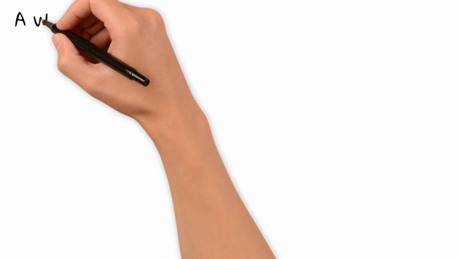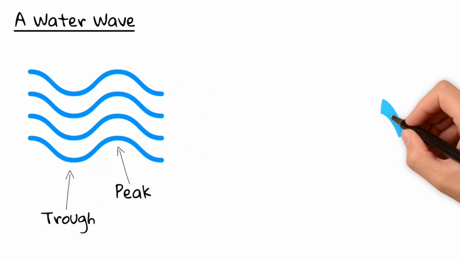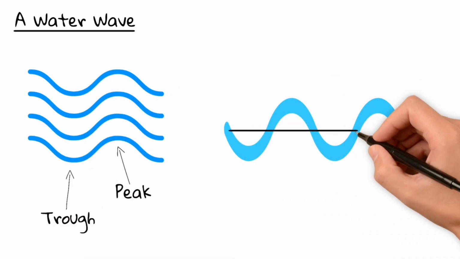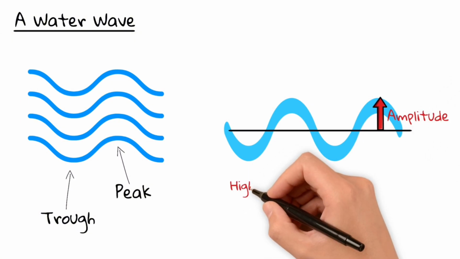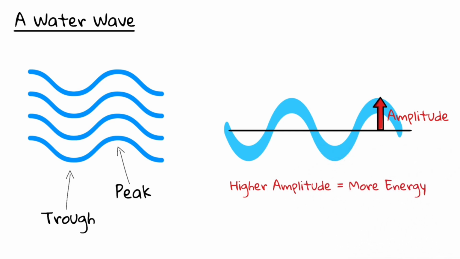Let's begin by looking at a water wave. When a wave passes by, it has peaks and troughs. The amplitude is the distance from the calm water level to the peak of the wave. It's a measure of how much energy the wave carries. The higher the amplitude, the more energy it has.